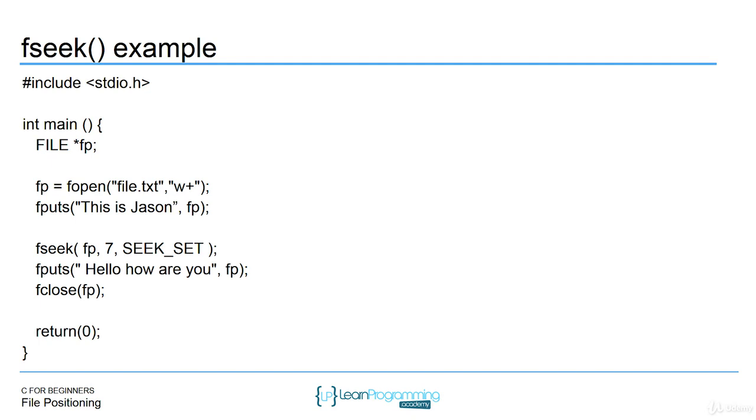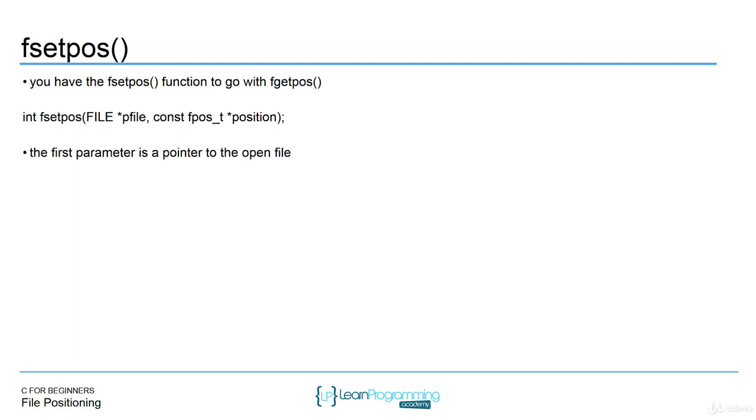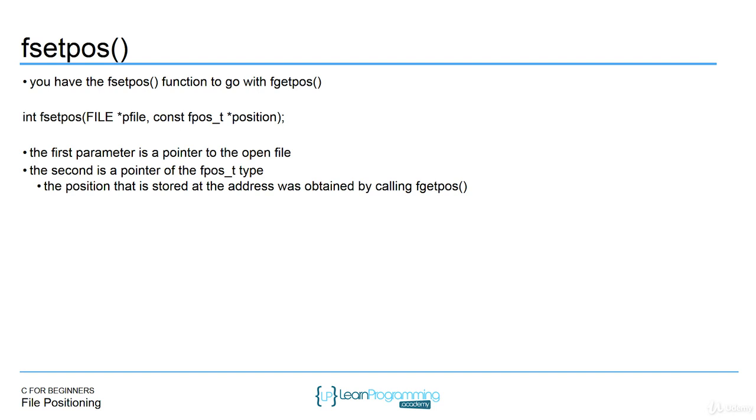fsetpos is also like fseek, but fsetpos is a little more complicated. It is very similar to fgetpos. With fsetpos, the first parameter is a pointer to the open file. The second parameter is a pointer of the fpos_t type. The position that is stored at that address was obtained by calling fgetpos.